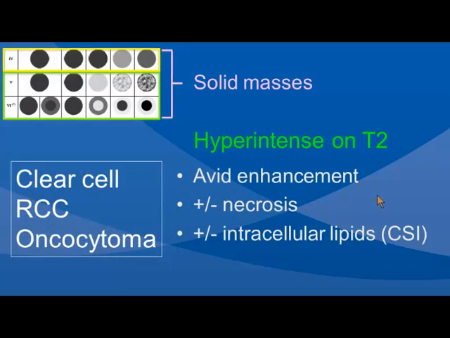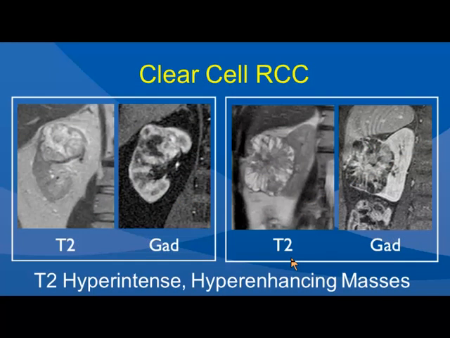How about solid masses? We like to look first at the T2 characteristics in a solid mass. These are again very heterogeneous, but if the lesion is predominantly hyperintense on T2, we tend to think of clear cell and oncocytomas. These tend to enhance very avidly. They may or may not have necrosis, and they may have intracellular lipids. So a couple of examples of clear cells. These are again very vascular post-contrast, predominantly bright on T2, but heterogeneous.